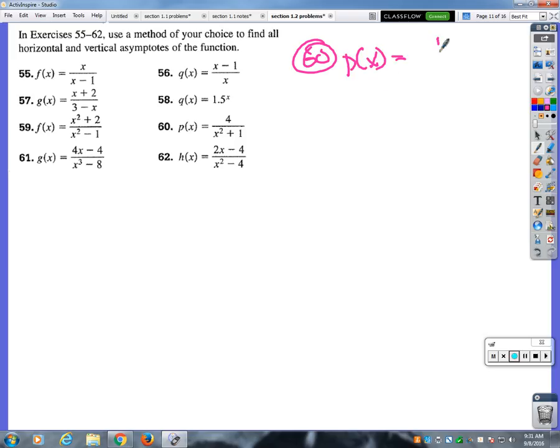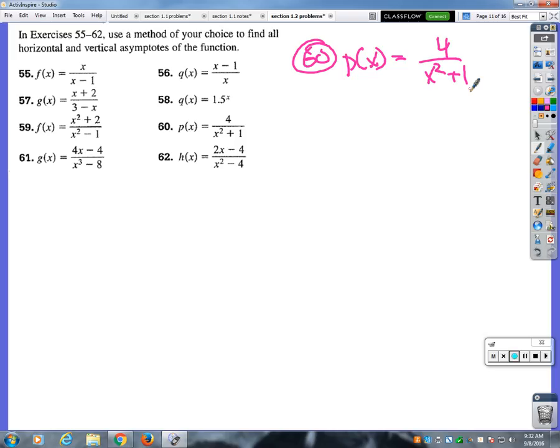Okay, so we're going to use all the methods available to us. The first one is algebraic. Which one do you want to do first, horizontal or vertical? Vertical. Okay, vertical asymptotes occur where? The denominator is equal to 0.